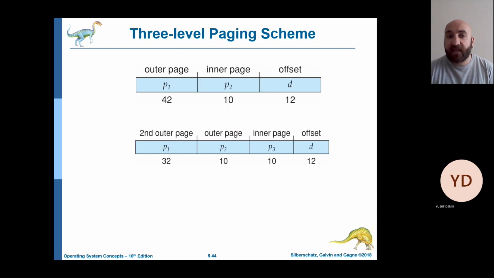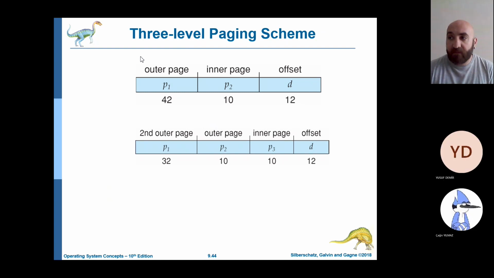Here, suppose that the outer page table is made up of a standard size page, 2 to the 10. So instead of just an outer page, we can create a second outer page. You can see from here that we can divide the outer page. So based on that, instead of just creating a two-level paging scheme, we can create a three-level paging scheme.